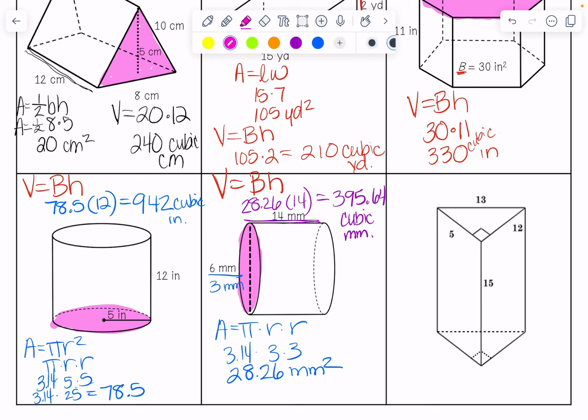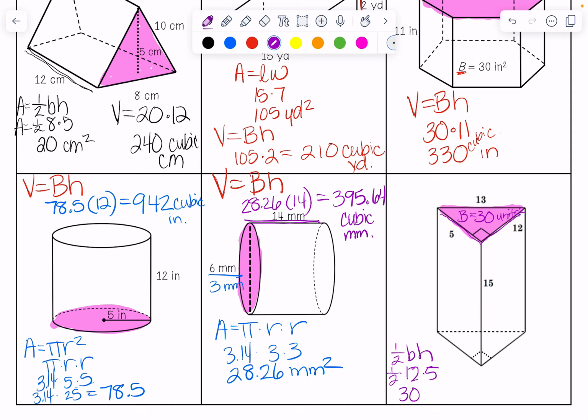And last example, again, identifying the shape first. We have a triangular prism, so my base is the shape of a triangle. I need the area of the triangle first. Remember, for a triangle, you have 1/2 base times height. The base and the height of the triangle need to be perpendicular to each other. So our 5 and the 12 are the base and the height of the triangular base. That gives me an area of the base of 30 square units.